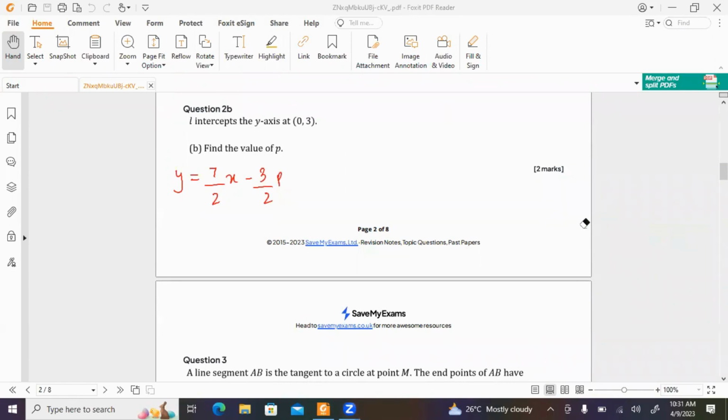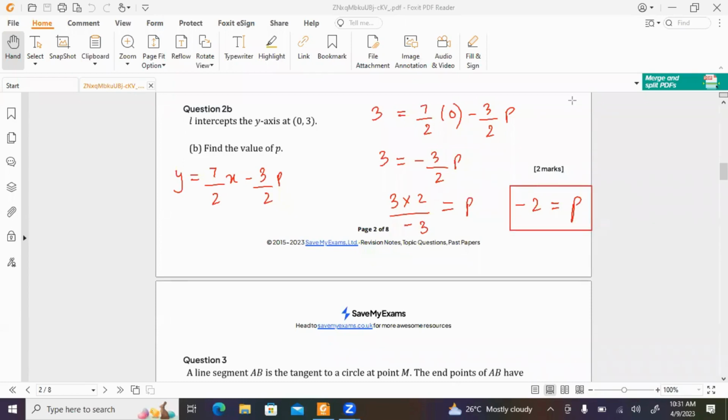It says that L is intercepting the y-axis at (0, 3). So we have the y-intercept over here, and you have to find the value of p. Automatically, we can substitute x with 0 and y with 3. So 3 equals 7/2 times 0 minus 3/2 p. 3 equals negative 3/2 p. 3 times 2 over negative 3 equals p. And negative 2 is the value of p.